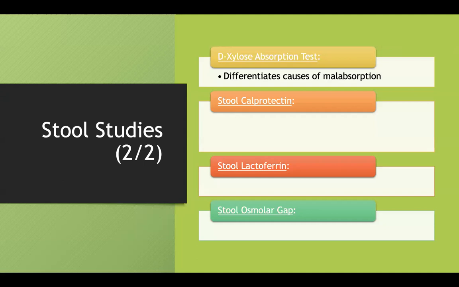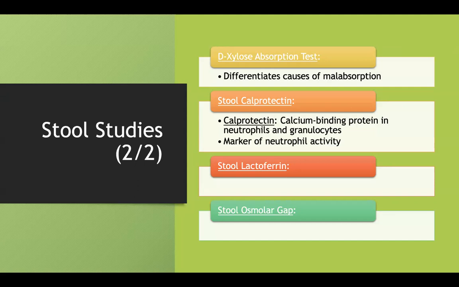So let's talk about another thing you might not have heard of before, the stool calprotectin. This is a calcium binding protein that you can find in neutrophils and granulocytes. And so it's actually useful to determine how much neutrophil activity might be going on within the GI tract. And as I alluded to before, this stool lactoferrin is useful. I remember the L in lactoferrin for the L in leukocytes. So it's a good marker of fecal leukocytes, and it's actually preferred over stool WBC count.